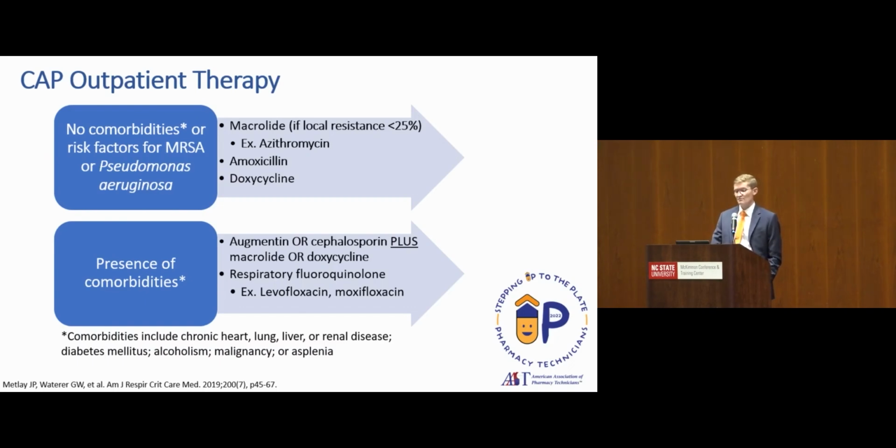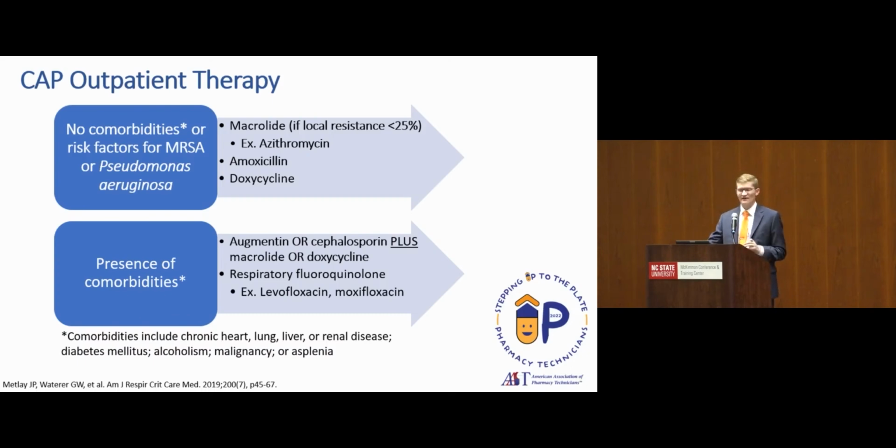If patients do have the presence of one of those comorbidities I mentioned, such as chronic heart, lung, liver, kidney disease, diabetes, alcoholism, malignancy, or they don't have a spleen, then we would want to use one of the antibiotics listed on the bottom. So Augmentin is a pretty good broad antibiotic. Our cephalosporins, a really common cephalosporin, maybe cefuroxime, cefpodoxime. Keflex may be a little narrow, but you can use Keflex. And then you need to add a macrolide or doxycycline.